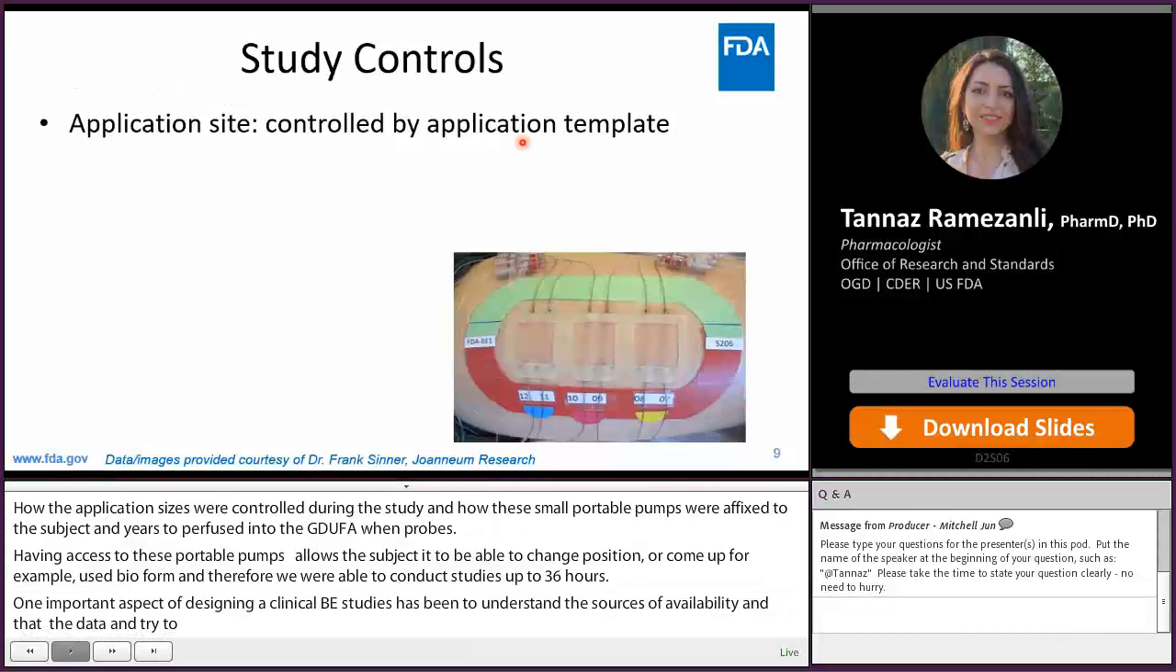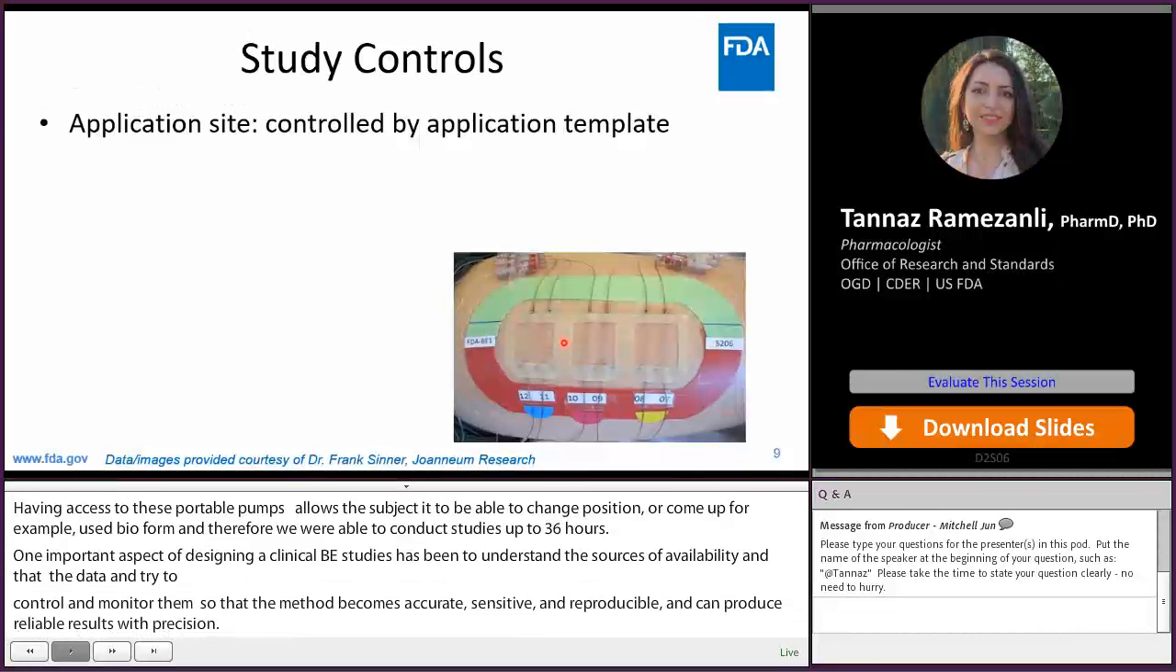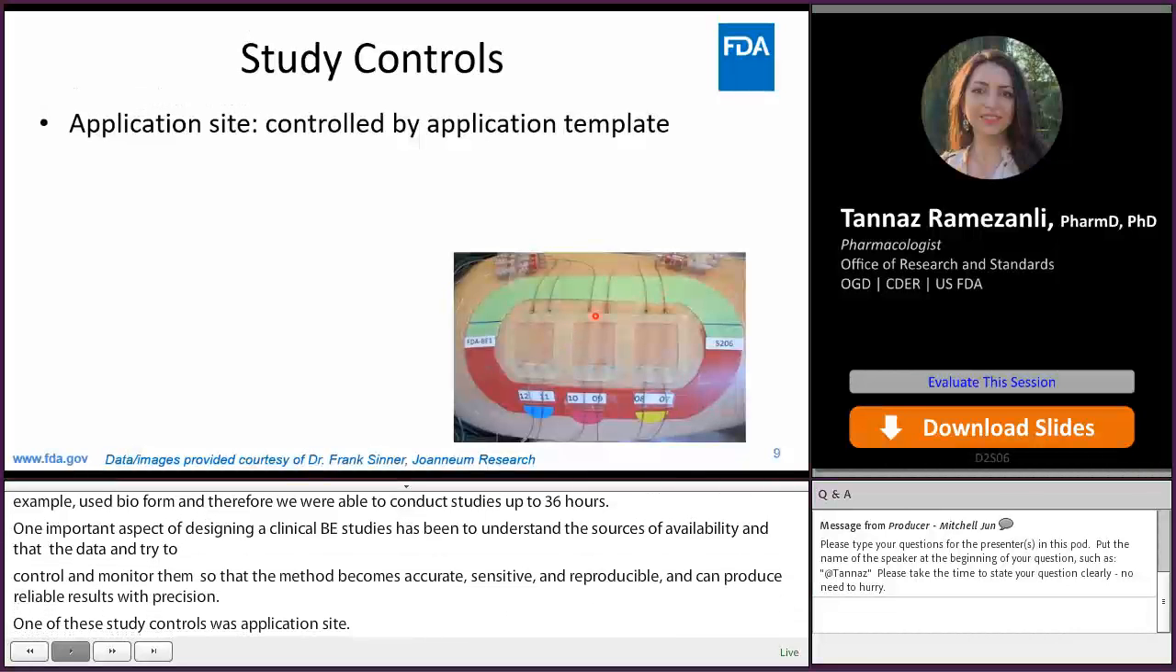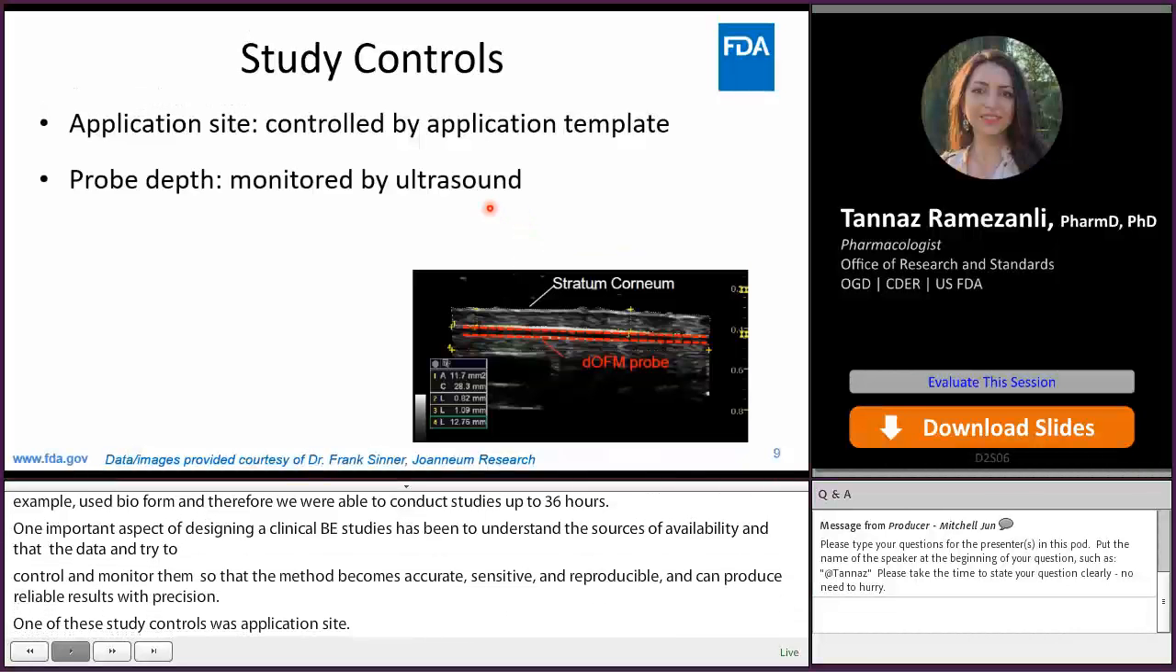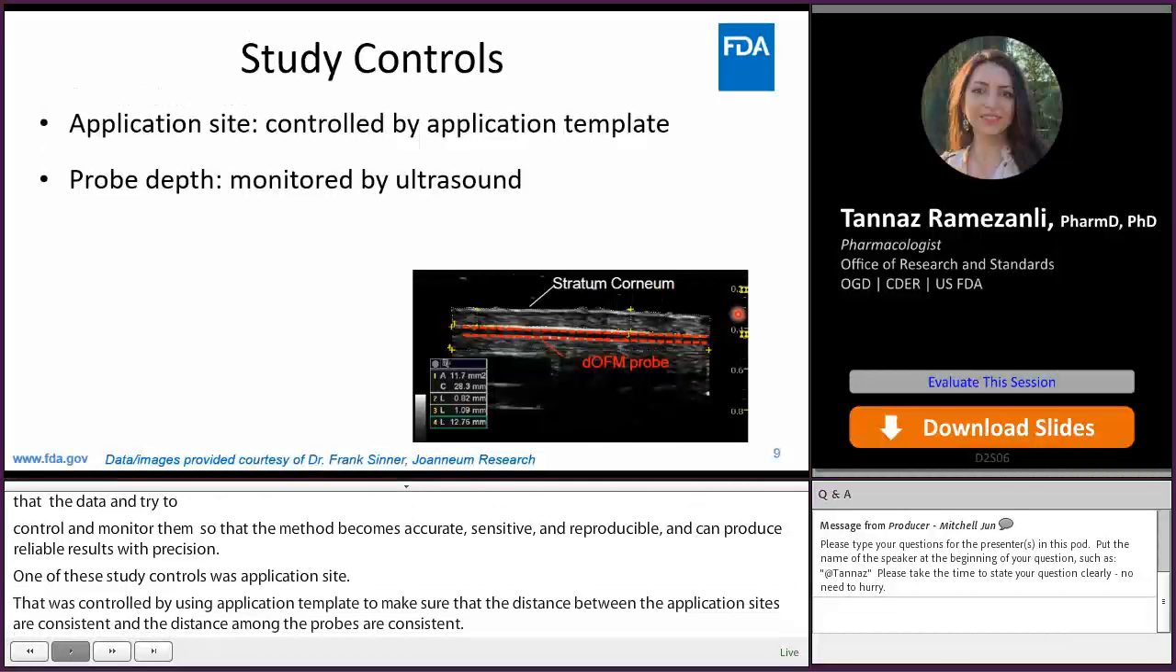One of these study controls was application site that was controlled by using application template to make sure the distance between the application sites are consistent and distance among the probes are consistent. One important source of variability was the probe depth, which was monitored by taking ultrasound images of the application site at the end of the study and using them to measure the probe depth.